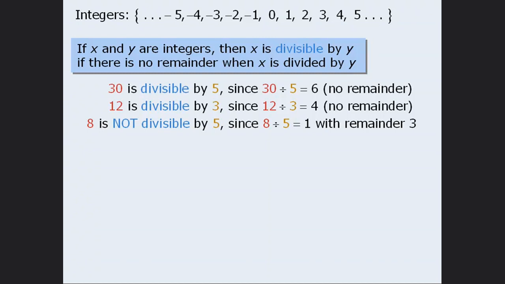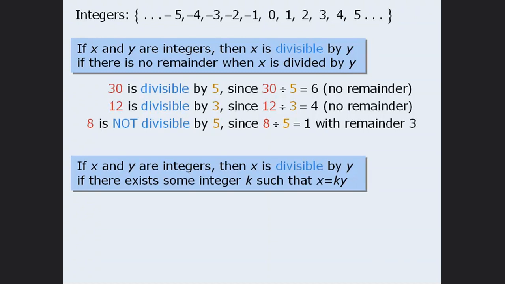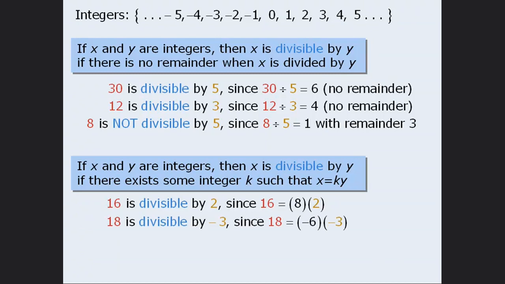Now, another way to define divisibility is to say that if x and y are integers, then x is divisible by y if there exists some integer k such that x is equal to k times y. For example, 16 is divisible by 2 since 16 can be expressed as 8 times 2, where 8 is an integer. Similarly, 18 is divisible by negative 3 since 18 can be expressed as negative 6 times negative 3, where negative 6 is an integer.